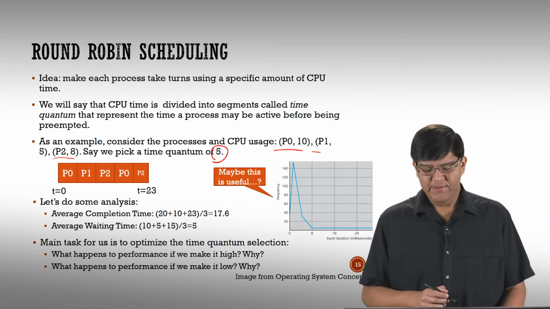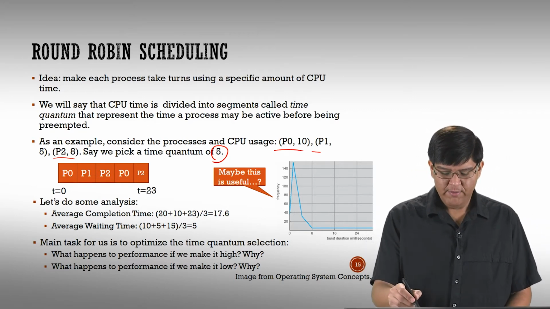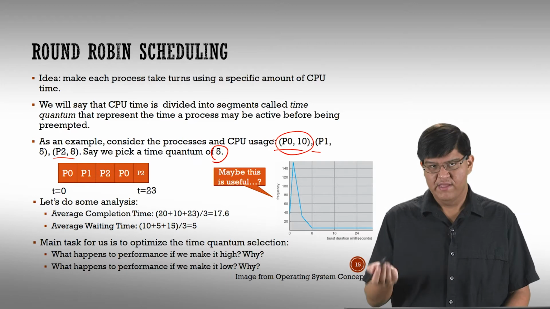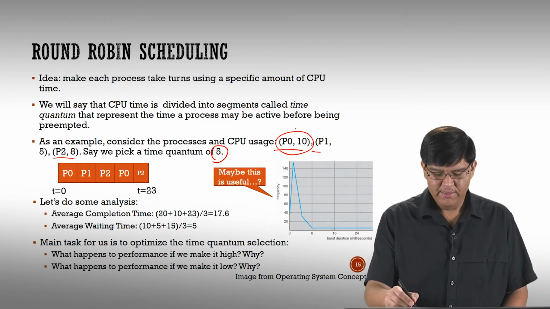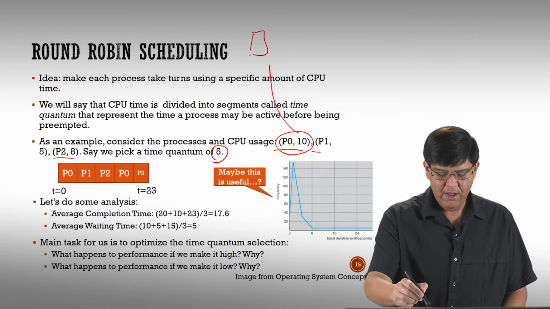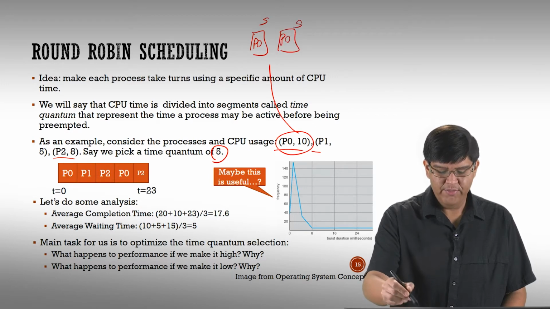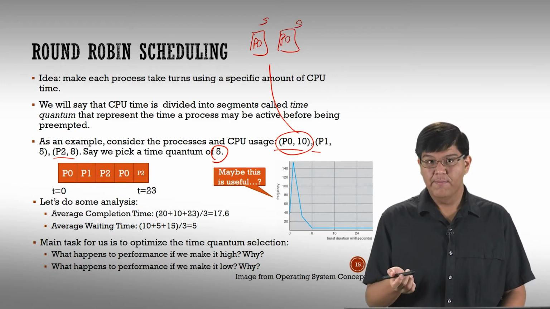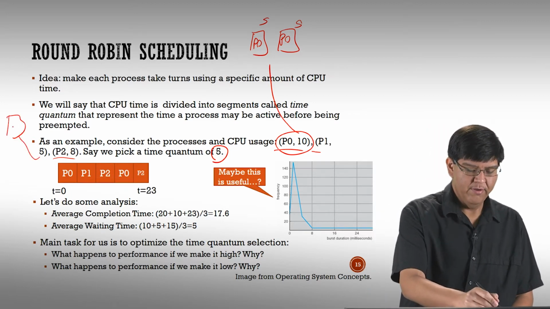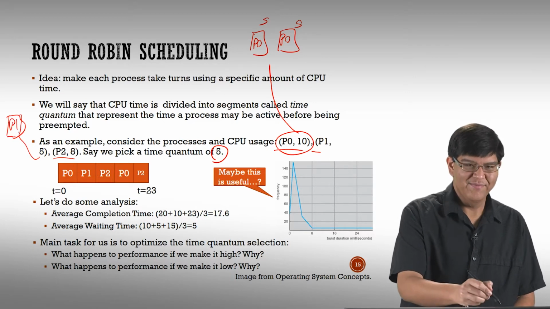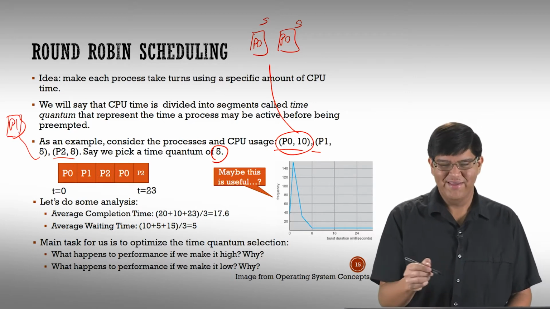When I say that, what happens in the graphic is that, for example, I have my P0 with a burst size of 10. What this becomes in my diagram is a P0 of size 5 and another P0 of size 5. So repeating that, we can look at P1. P1 is already of size 5, so P1 ends up being just one block of size 5.